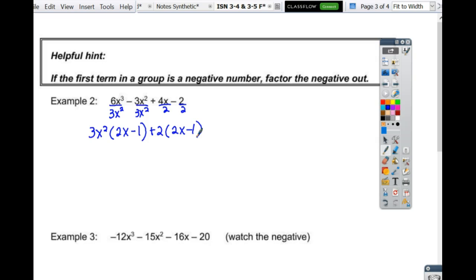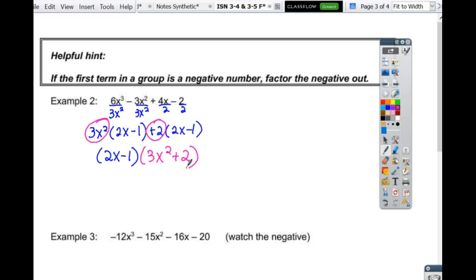What do they have in common? The 2x minus 1. And then what's left over? Yeah. There's one more thing. One more. But it's not any harder.